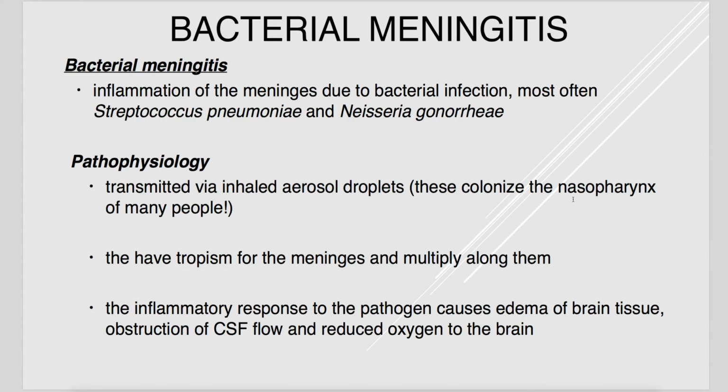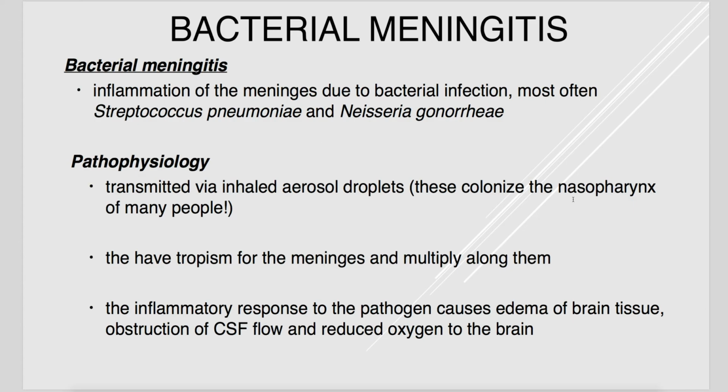So pathophysiology: aerosol droplets. A lot of people are actually colonized in the nasopharynx with these bacteria, both of them, but a lot of times they don't cause any problems. However, they can reach the meninges, and they have tropism for the meninges, which means they select for that tissue. That's what they like to bind to.